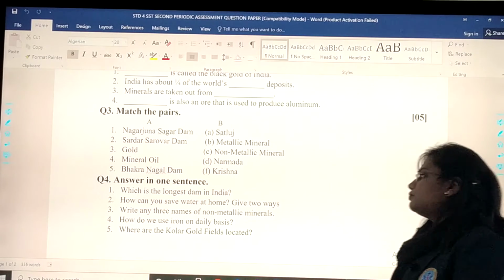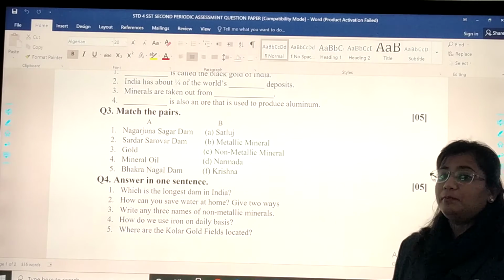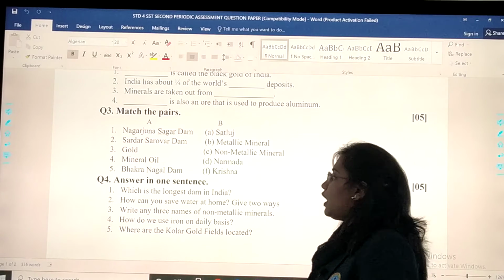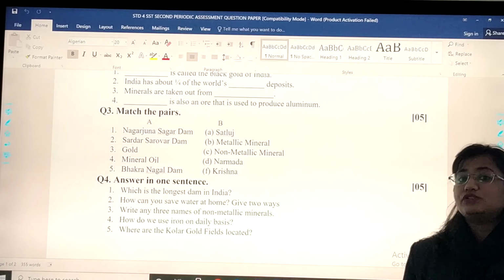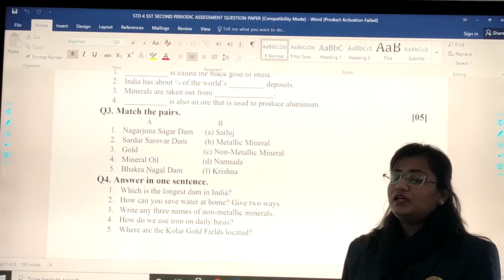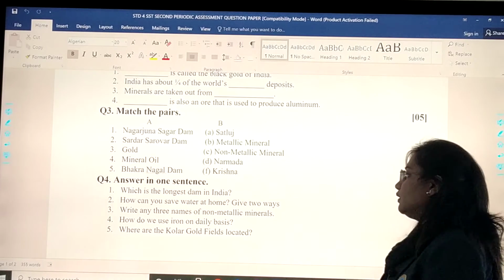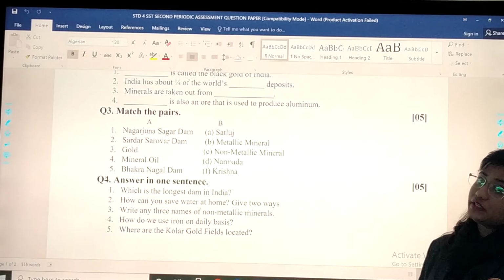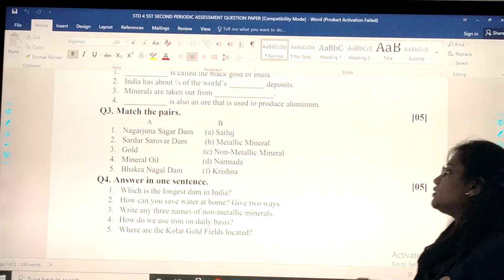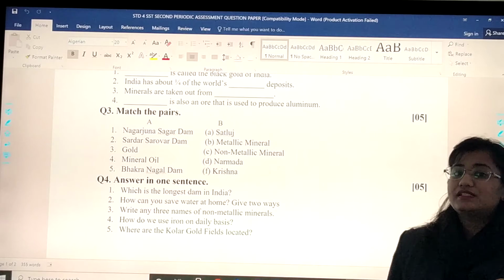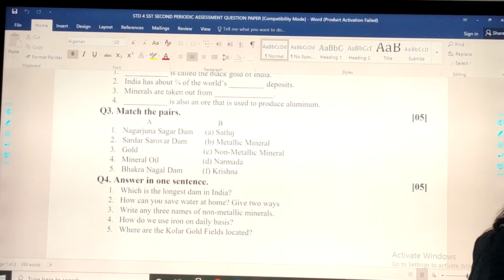Number 3. Write any 3 names of non-metallic minerals. Number 4. How do we use iron on a daily basis? You need to write how we use iron in our day-to-day life. Question number 5. Where are the Kolar gold fields located? You need to mention the place where these gold fields are located. Each of these questions carries 1 mark. So our total for question number 4 is 5 marks.